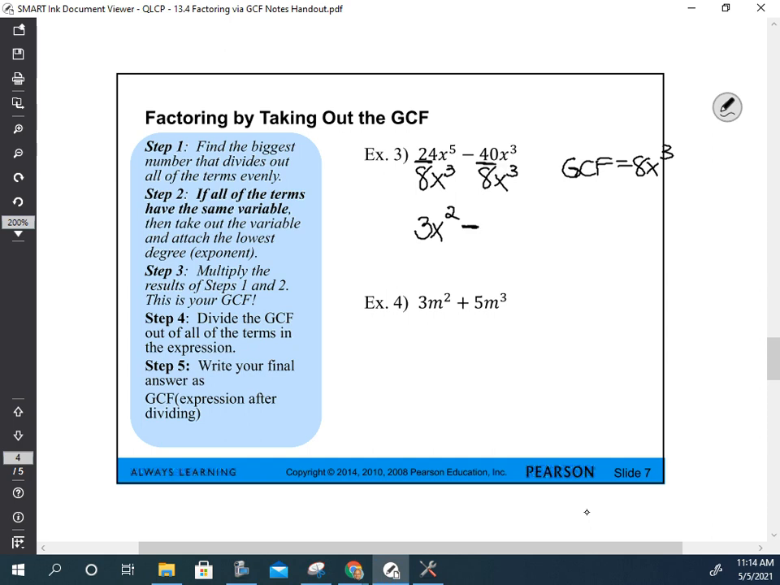Minus 40 divided by 8, 5. 3 minus 3 is 0. So there's no x attached to the 5. Take those two parts, and that becomes your final answer. All right, so let's do one more, and then we'll deal with how do we handle negatives.